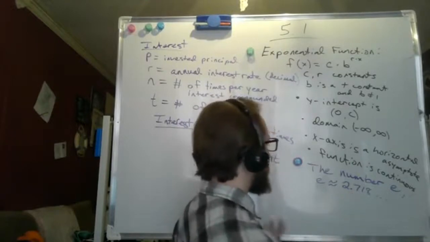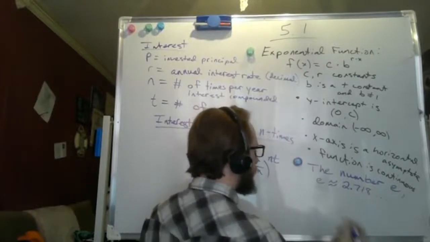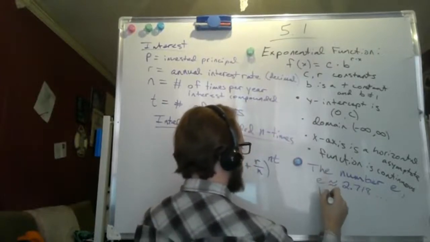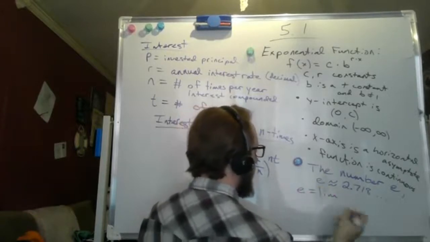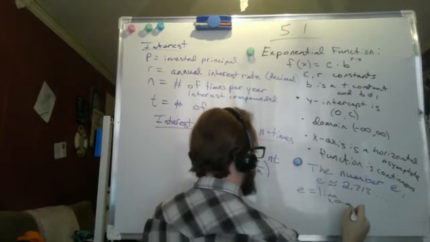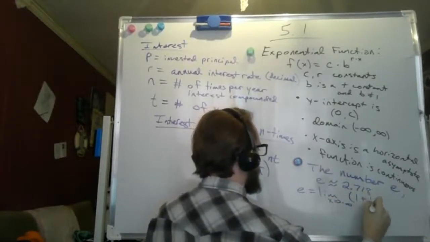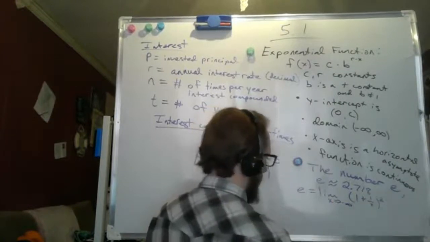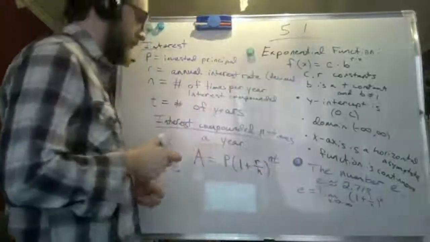But more specifically, what is E? How do we get this number? It's a little beyond the scope of this class, but we also know that E is defined as the limit as x goes to negative infinity of (1 plus 1 over x) raised to the x power. Now, why is that true? Again, that's a little beyond the scope of this class.